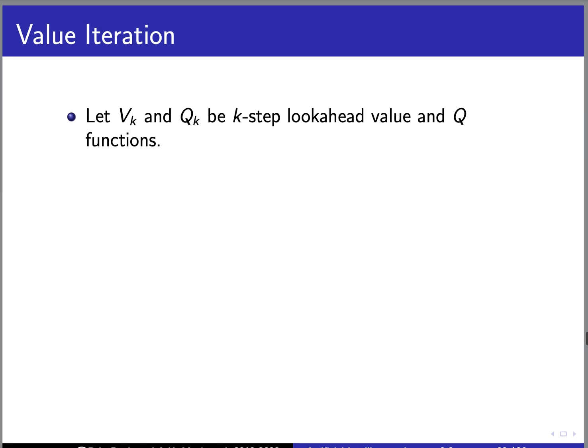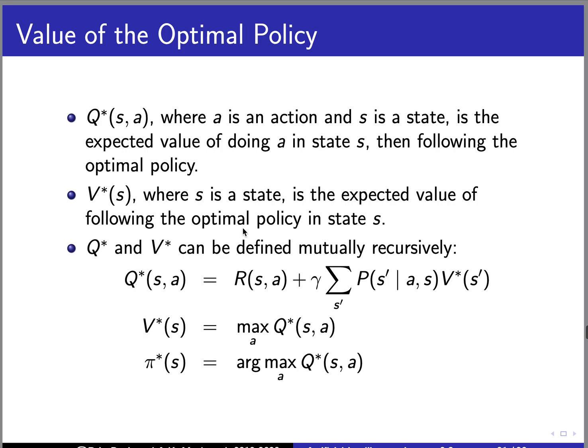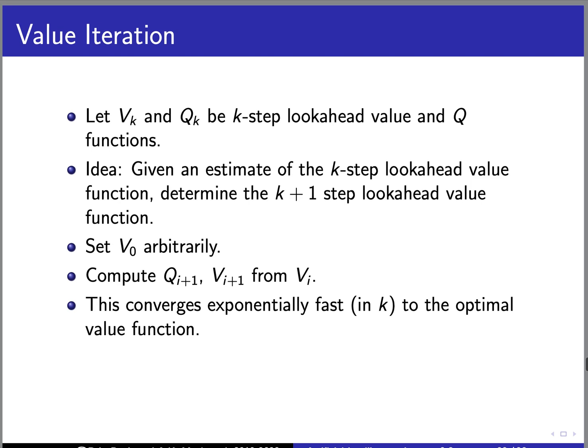Okay, and all we're doing is just using this formulation, right? This is how to compute, given V_i, Q_{i+1}, and this is V_{i+1}. Just that formula. And it turns out this converges exponentially fast to the optimal value function. So let's have a look at an example of this.